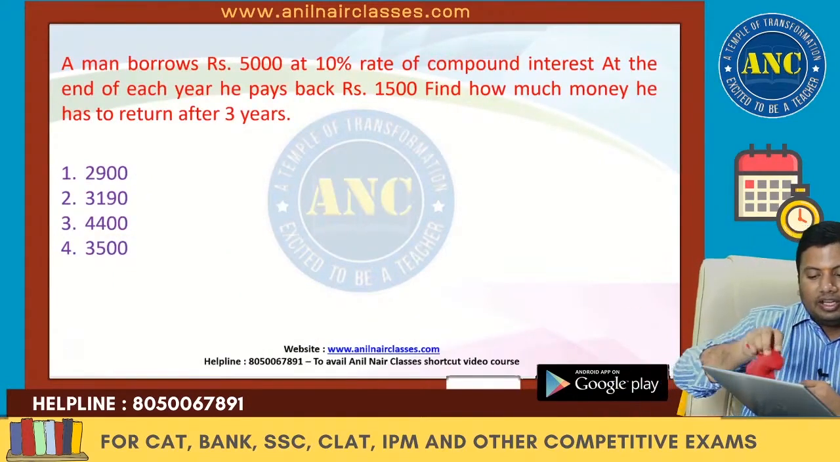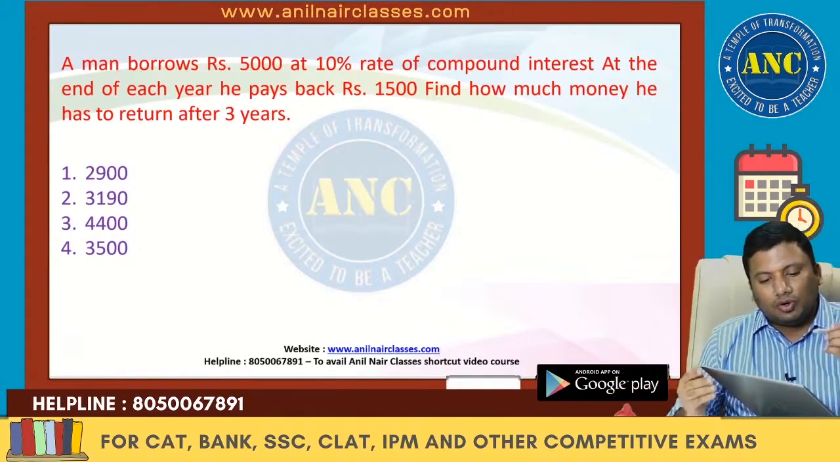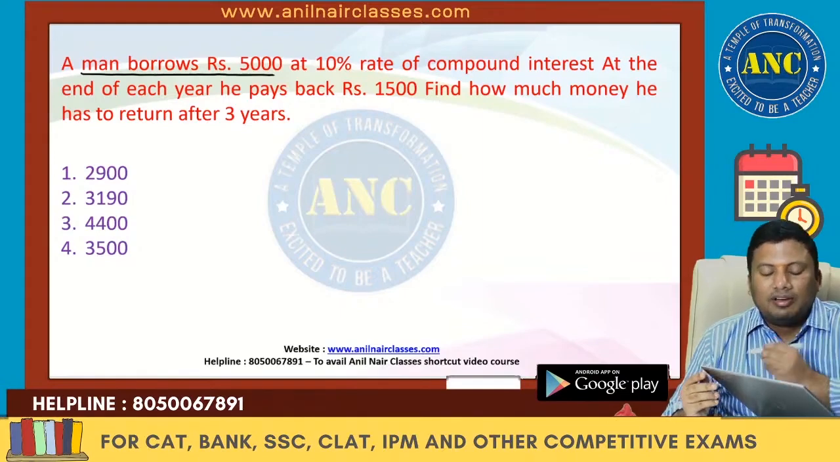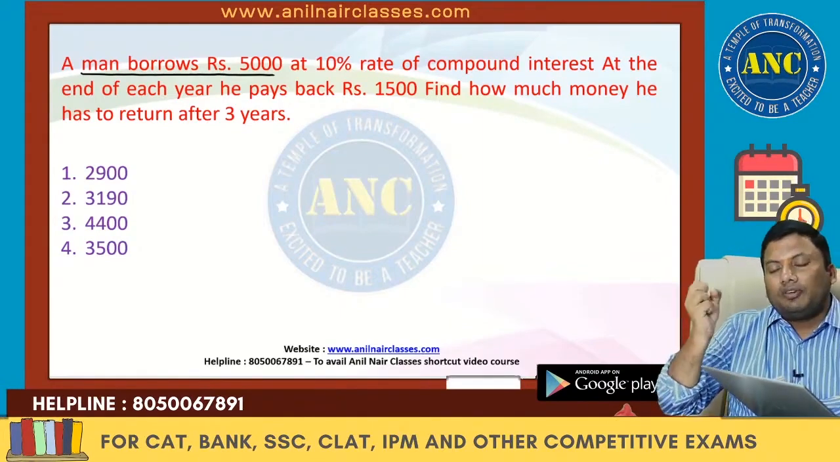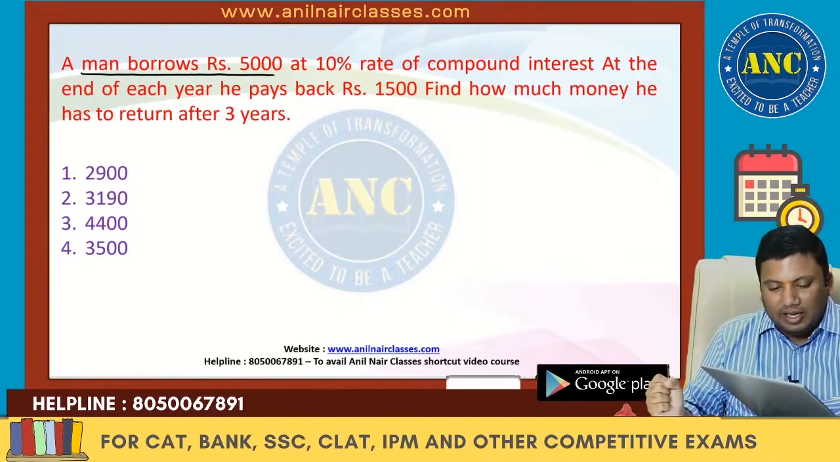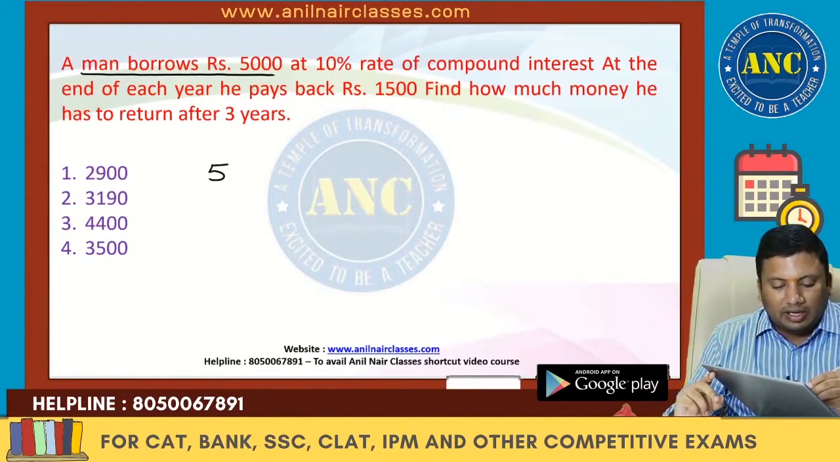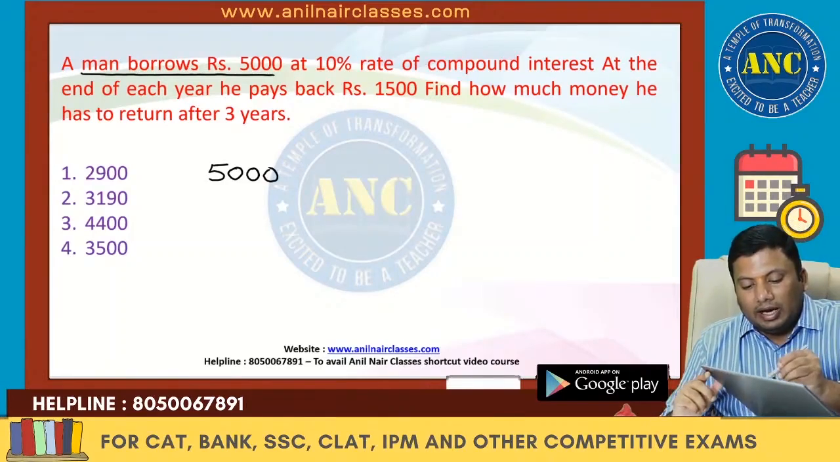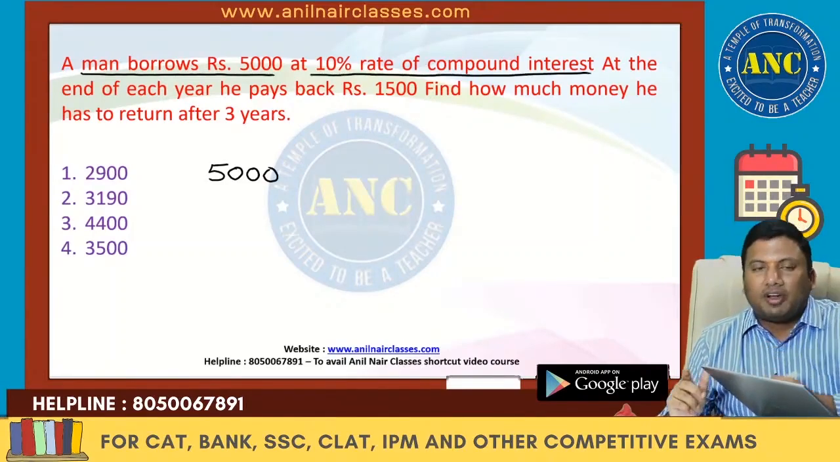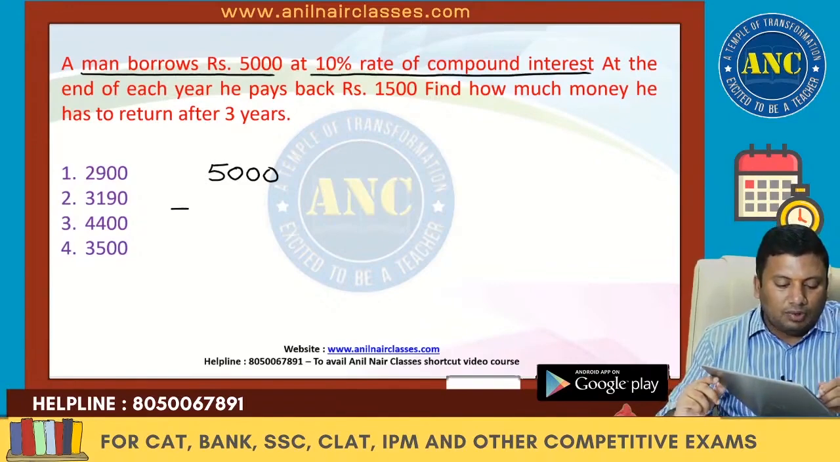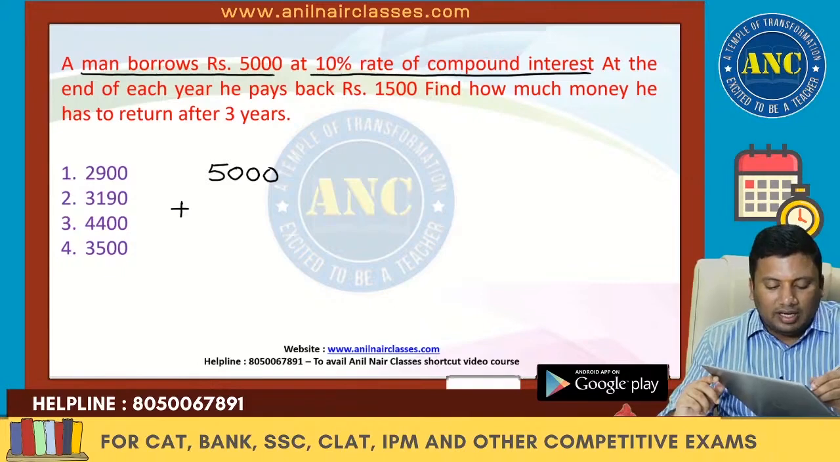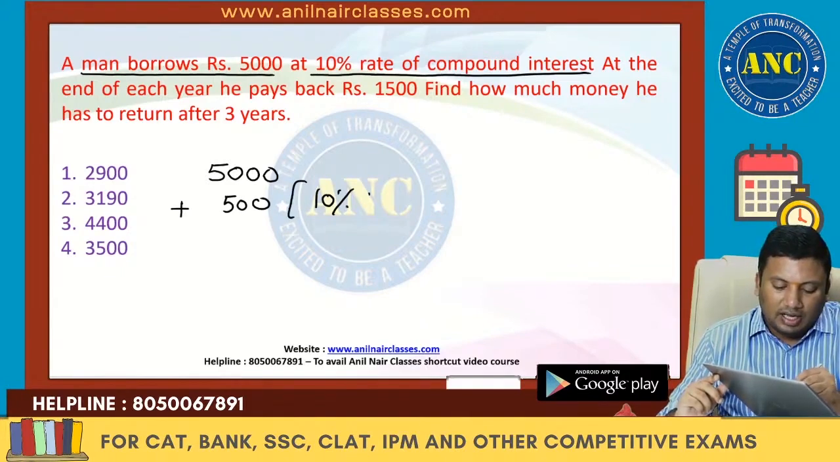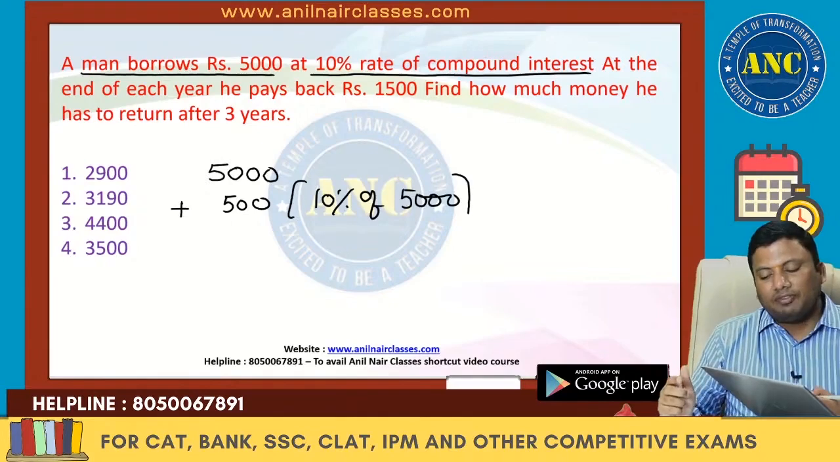Now read this question, sir. First we will read the question. A man borrows 5,000 rupees. I took 5,000 rupees from my friend. Definitely I have to return that 5,000 to my friend, which is my principal amount. At a 10% rate of compound interest, because I am using his money, I will add 10% of 5,000, which is 500 extra, which is nothing but interest.